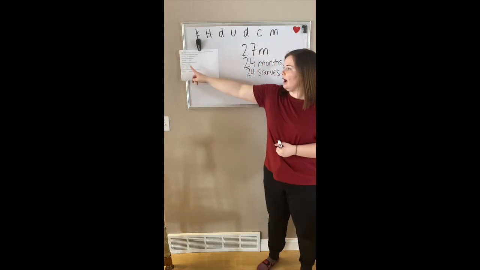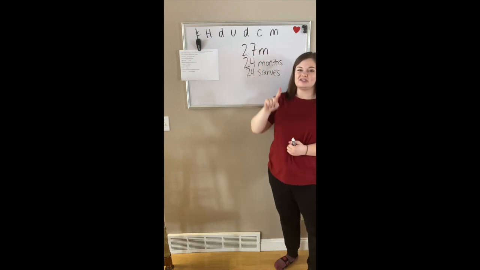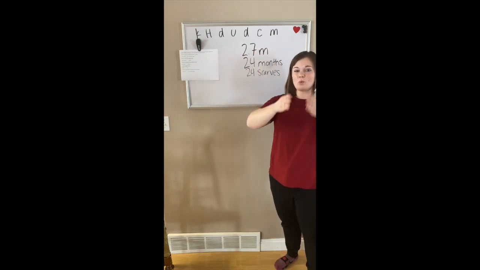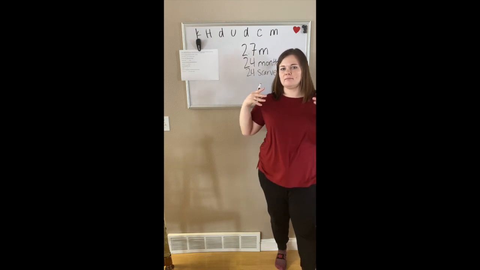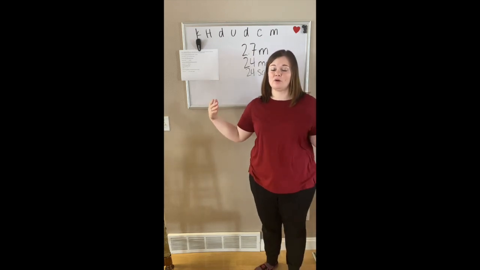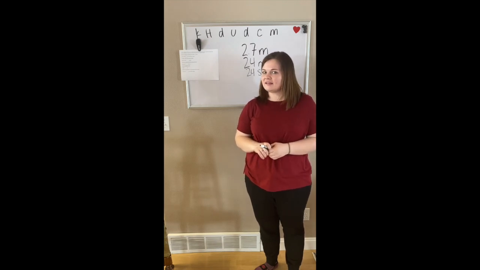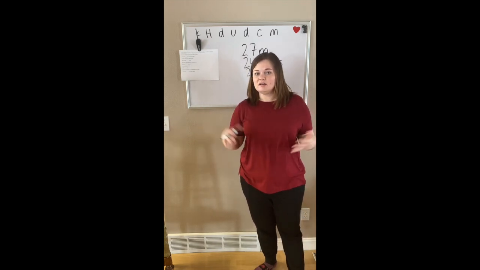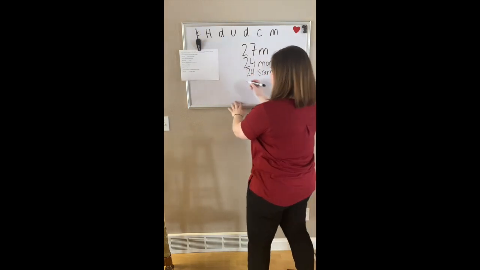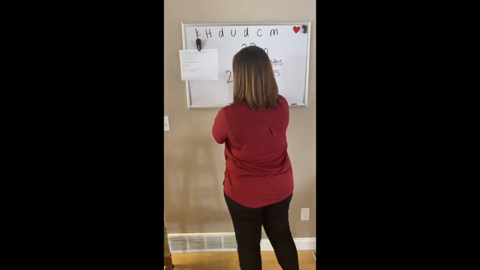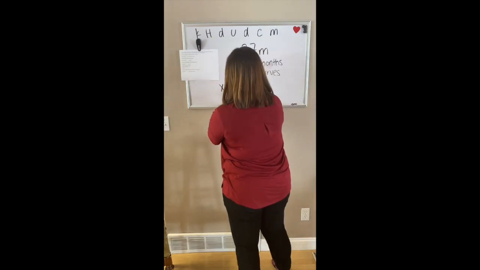Then it says, how many meters is that? Well, each one is 2.7 meters, and if she makes 24 of those, how could we figure out how many meters it took her to make 24 whole scarves? I have to think. It wouldn't be divide because it needs to get bigger, right? So we need to multiply. So we're going to multiply 24, because that's how many she made, by 2.7, because that's how long they were.